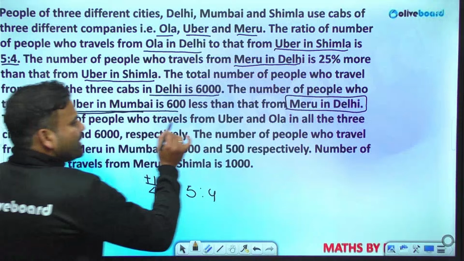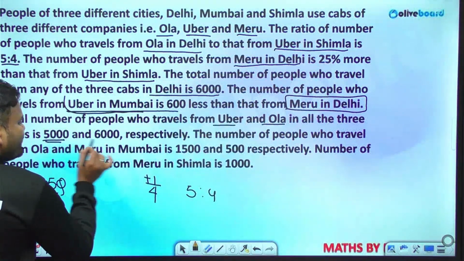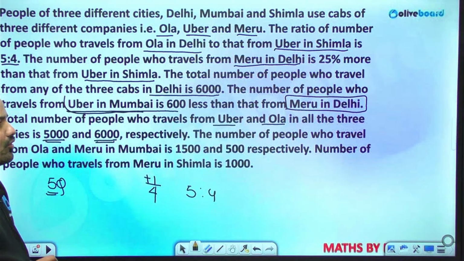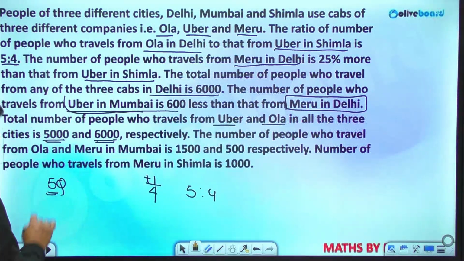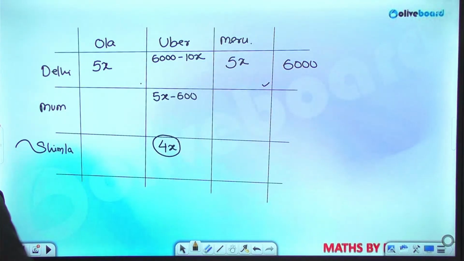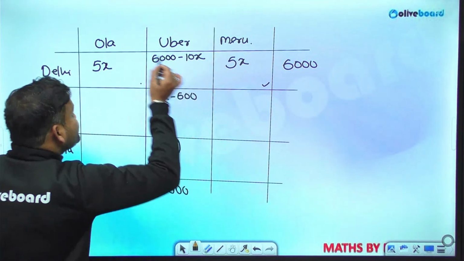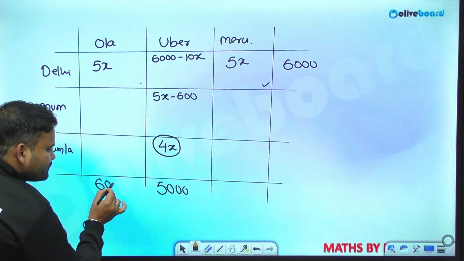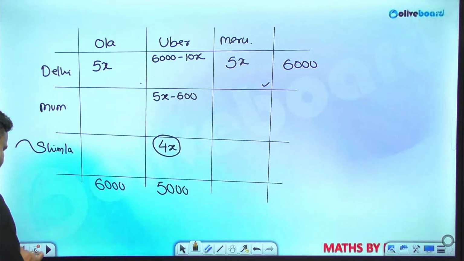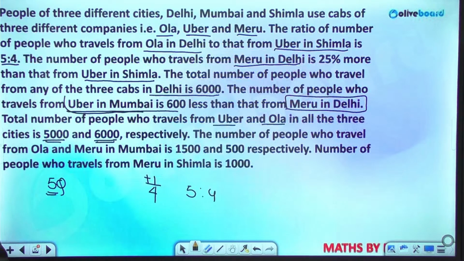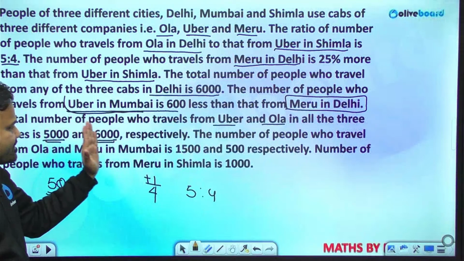Total number of people who travel from Uber and Ola in all the 3 cities is 5000 and 6000. Uber और Ola से जो ट्रैवल कर रहे हैं वो कितने हैं? 5000 and 6000. उबर से जितने भी लोग ट्रैवल करेंगे वो 5000 है और ओला से जितने भी लोग ट्रैवल कर रहे हैं वो 6000 है ना. उबर से तीनों सिटीज में जितने लोग ट्रैवल कर रहे हैं, that is 5000 and 6000.